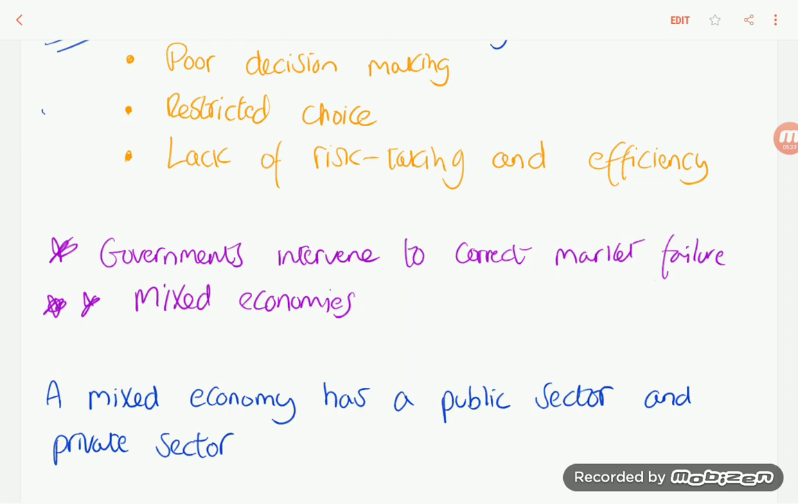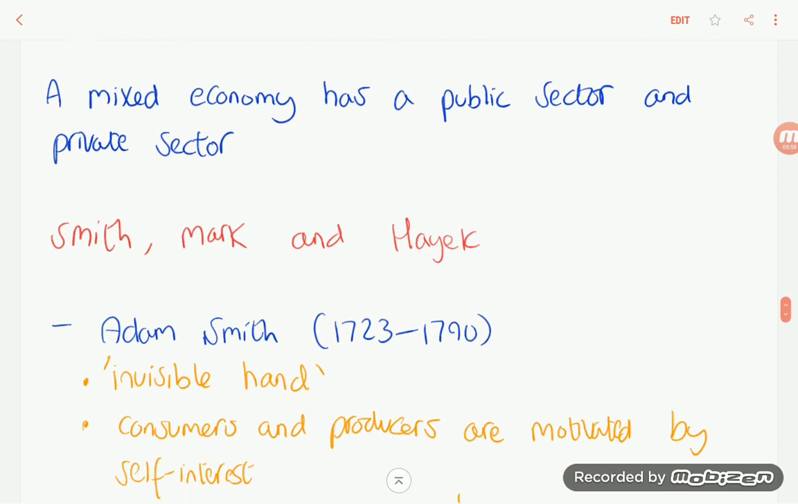There are no purely free market economies where the government doesn't intervene in some way. In a pure free market economy, there would be no public sector, and in a pure command economy, there would be no private sector. We should also point out there is also a third sector, known as the voluntary sector. This sector includes charities and non-profit making organisations.